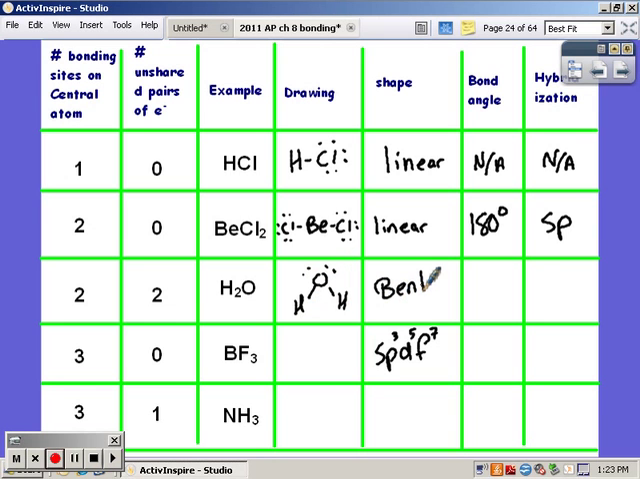Water has 2 bonding sites and 2 lone pairs, so it's going to be bent with bond angles of 104.5 degrees. Atoms coming off and each lone pair count for hybridization. So we have 4 things coming off, so that's s, p1, p2, p3. So it has hybridization of sp3.